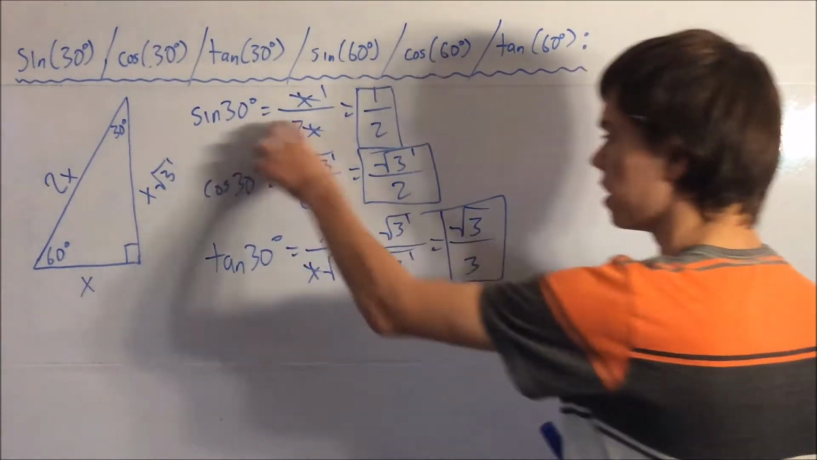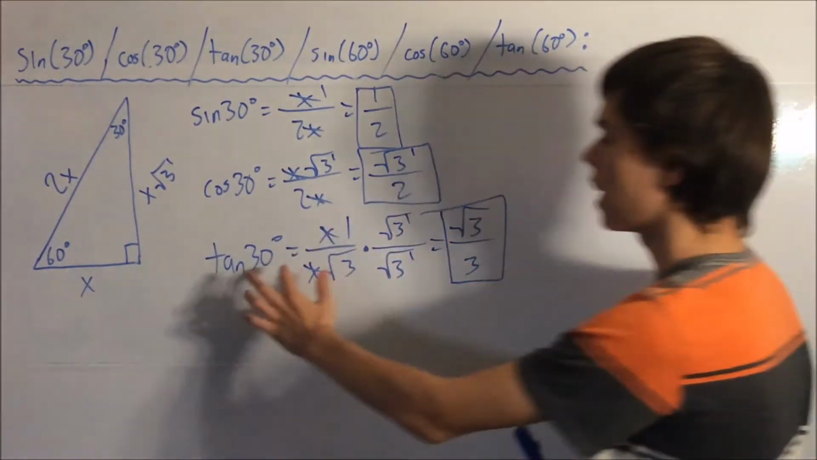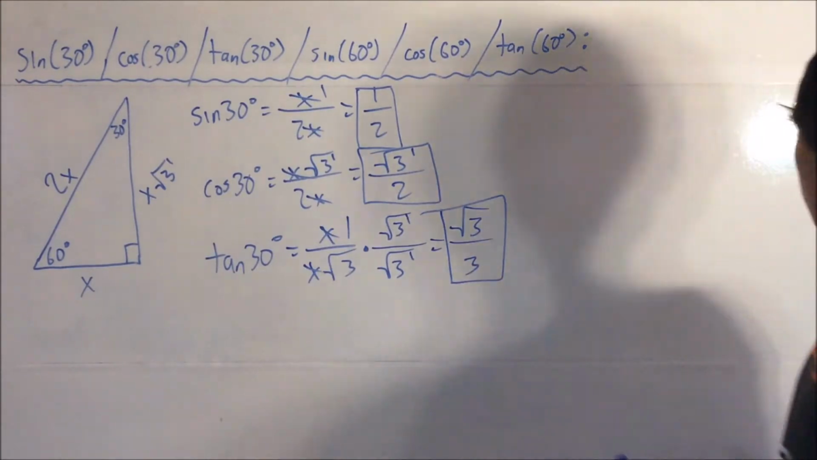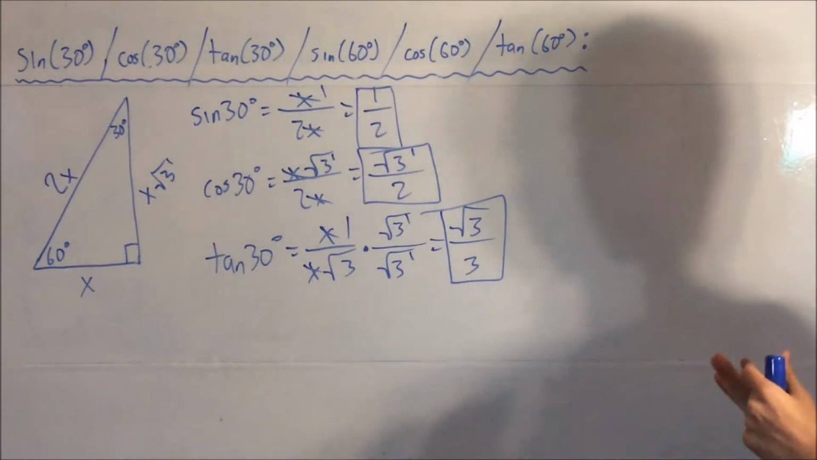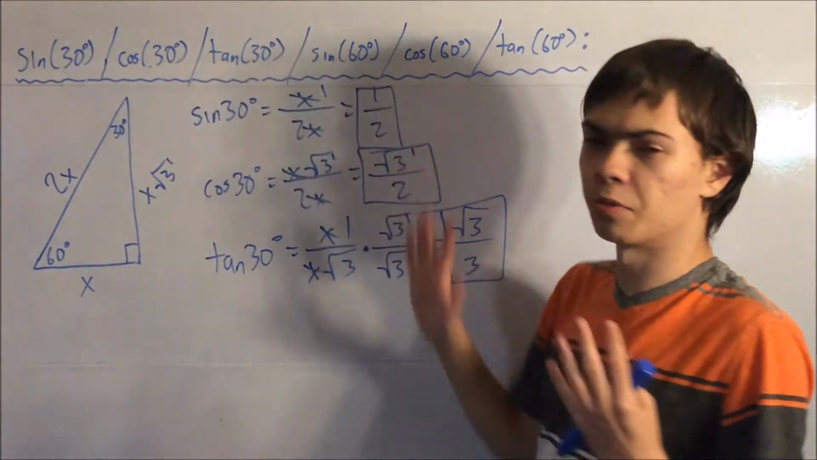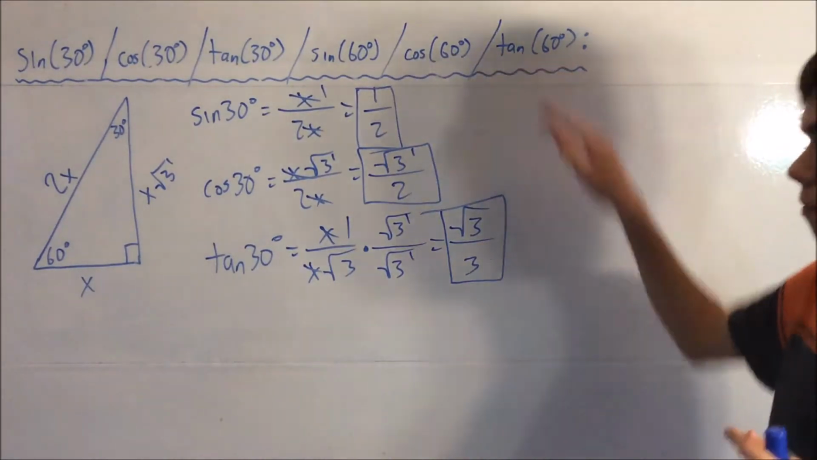So sine of 30 degrees is 1/2, cosine of 30 degrees is radical 3 over 2, and tangent of 30 degrees is radical 3 over 3. Okay, so now that we've done that, we've figured out these 3 trig functions that have to do with 30 degrees. Next, we're going to find the ones that have to do with 60 degrees.